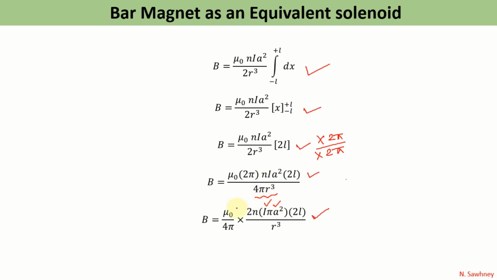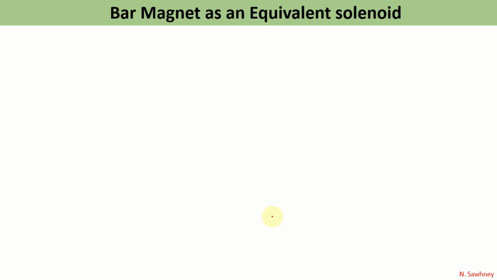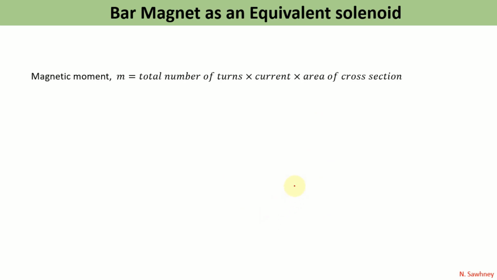I have written the terms like this, that mu naught upon 4 pi is written together and the rest of the terms are written all together. Here I into pi a square is current multiplied by the area. And we remember that the magnetic moment is total number of turns into current into area of cross section. I hope you remember this formula which we have used earlier also, that the magnetic moment is total number of turns into current into area.